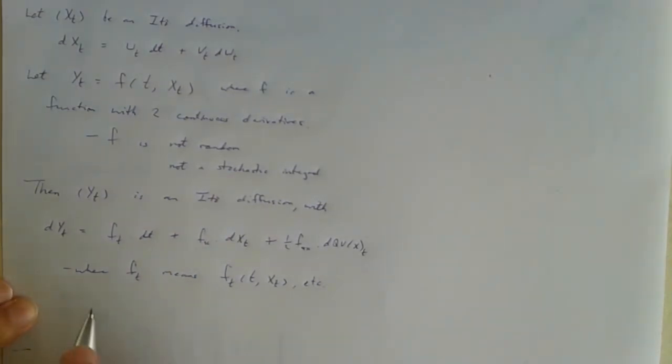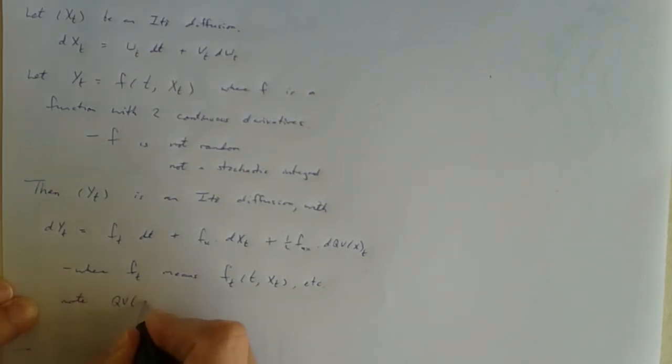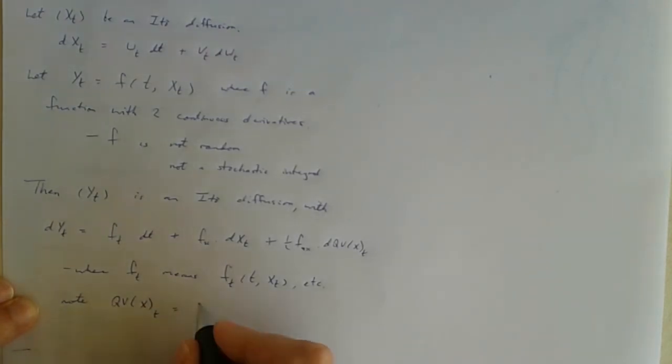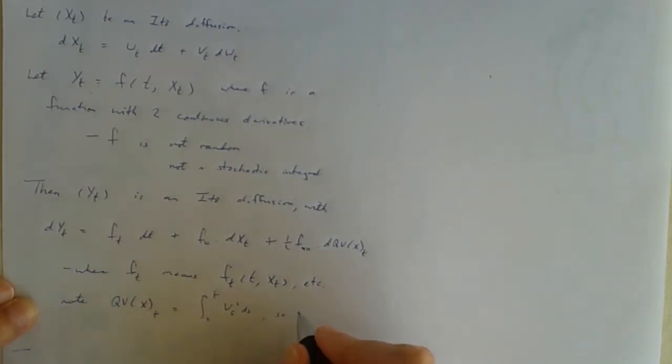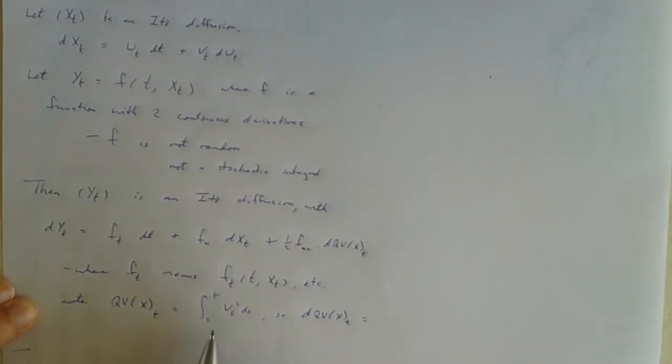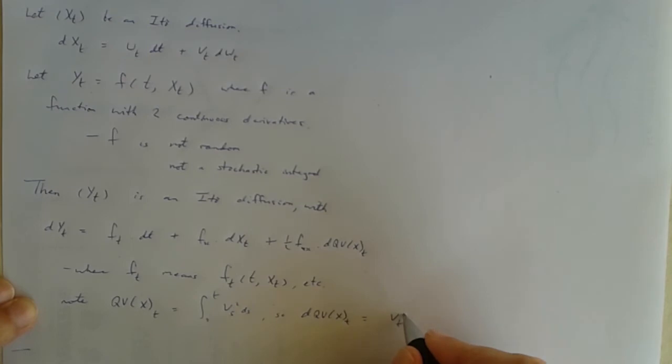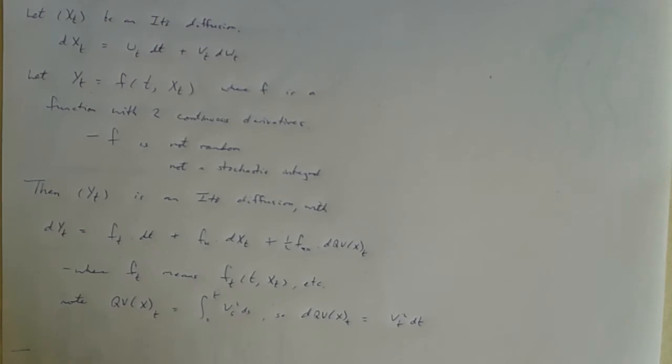And quadratic variation, let me just remind you about that. What's the quadratic variation of an Ito diffusion up to time t? It's the integral of its speed process. So when we write something like d QV_x of t, that's an increment of this process dt. That could also be written, if we wanted a more concrete way of writing it, v_t squared dt.